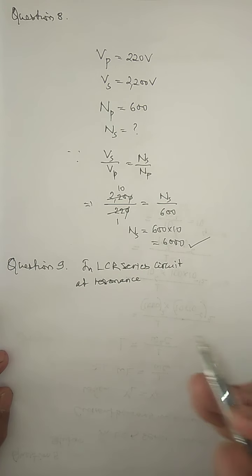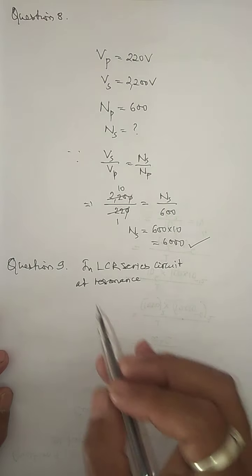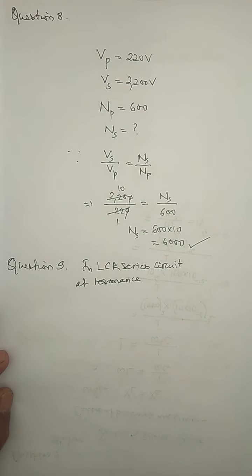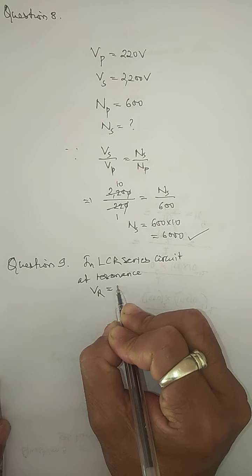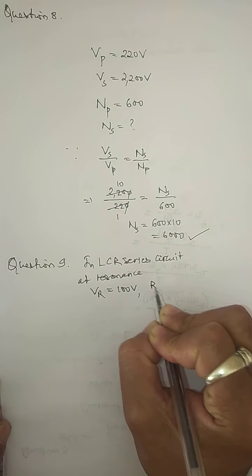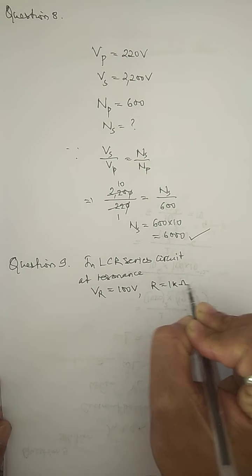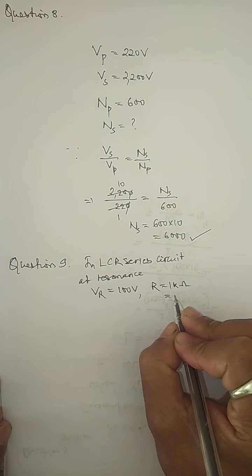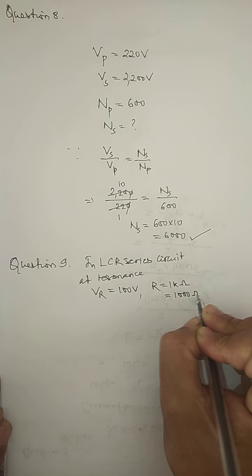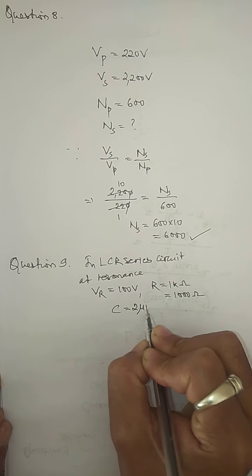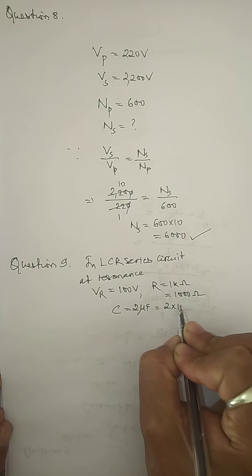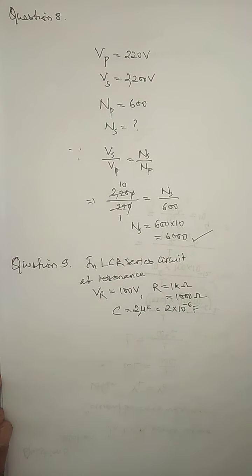The question says that in an LCR series circuit, at resonance, you need to find the voltage across the inductance. The voltage across resistance is given, VR is 100 volt, children. The resistance value is also given, 1 kilo ohm, but I convert kilo ohm into ohm, that is 1000 ohm. The capacitance value is also given, 2 microfarad, and microfarad means 10 to the power minus 6 farad, so we convert microfarad into farad.